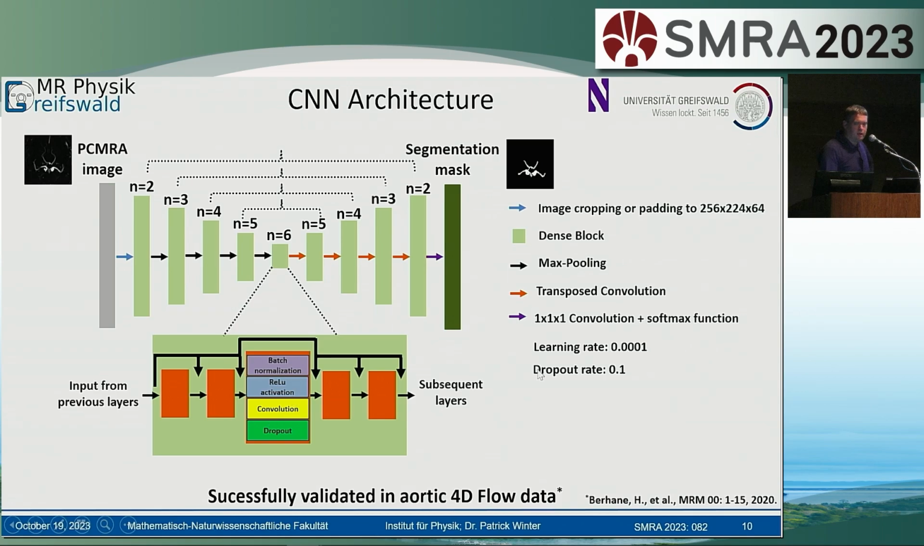For the training, we used a constant learning rate and a constant dropout rate and an Adam optimizer. And for this network, for the automated segmentation, the network expects phase contrast MRA images as input, and as output, the network creates segmentation masks.